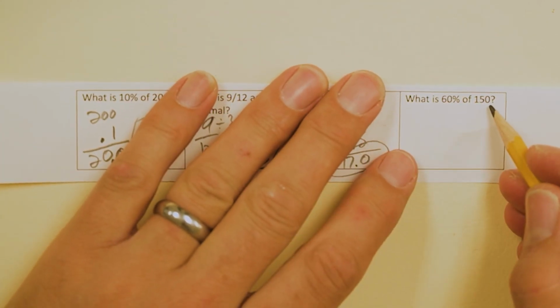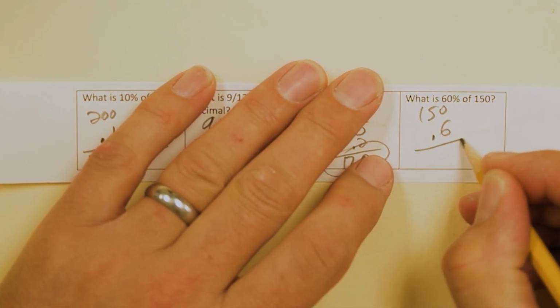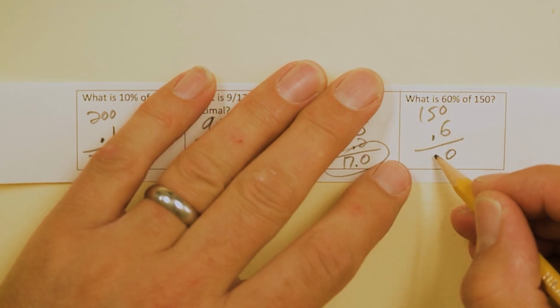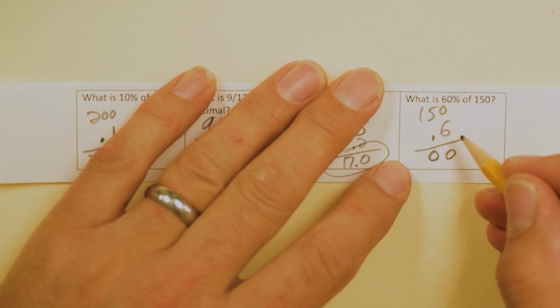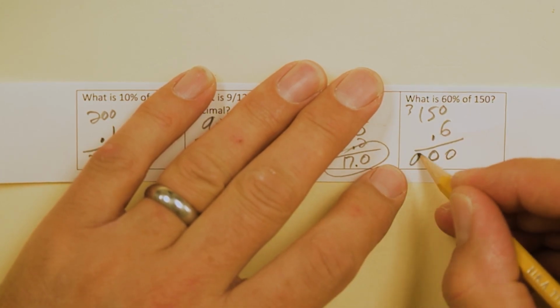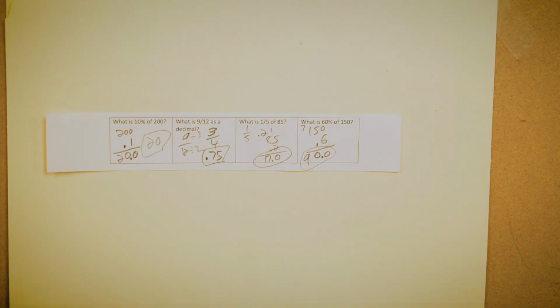What is 60% of 150? That's 0.6 times 150. 6 times 0 is 0. 6 times 5 is 30. Bring the 0 down here, put the 3 up there. 6 times 1 is 6, plus 3 is 9. Don't forget your decimal point. There's your answer. 60% of 150 is 90.